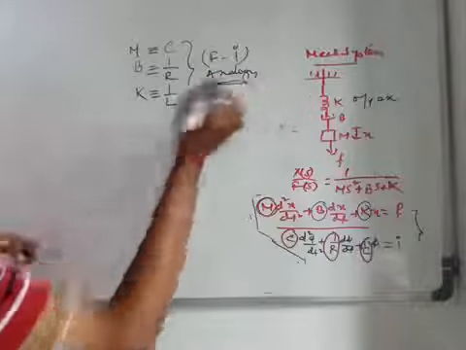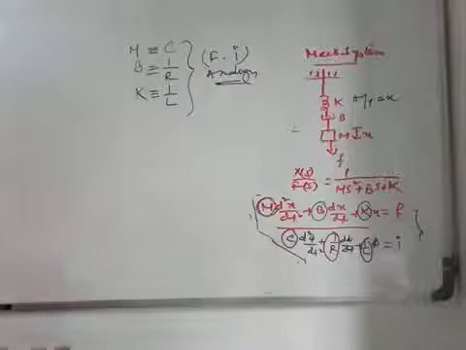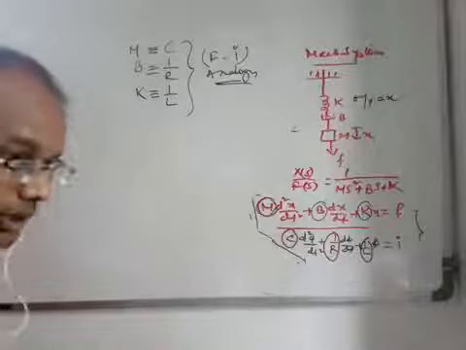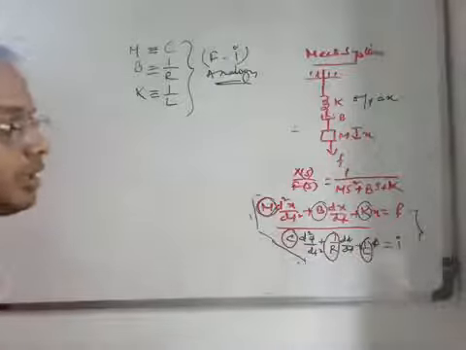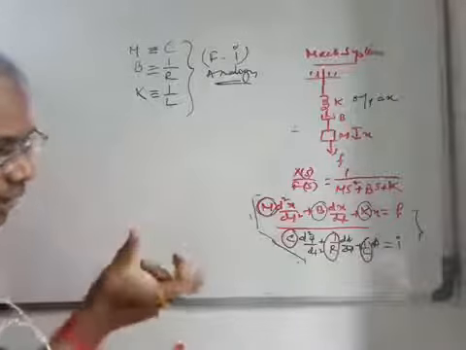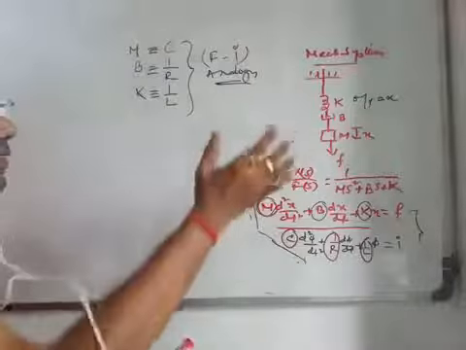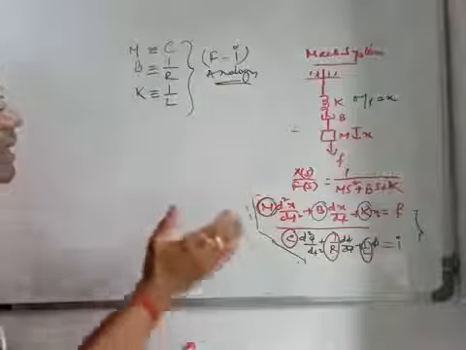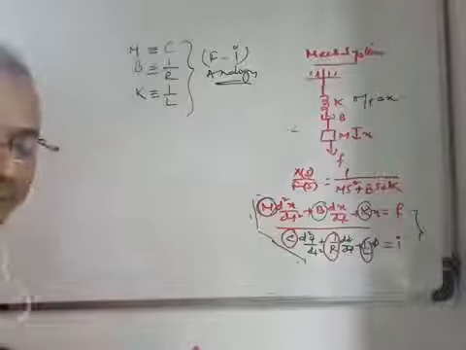So we get two analogous systems: one is the force voltage analogous system, and one is the force current analogous system, and the relation between the variables M, B and K with respect to R, L and C.